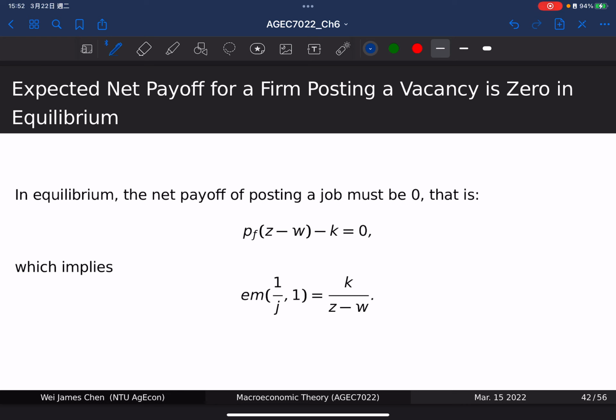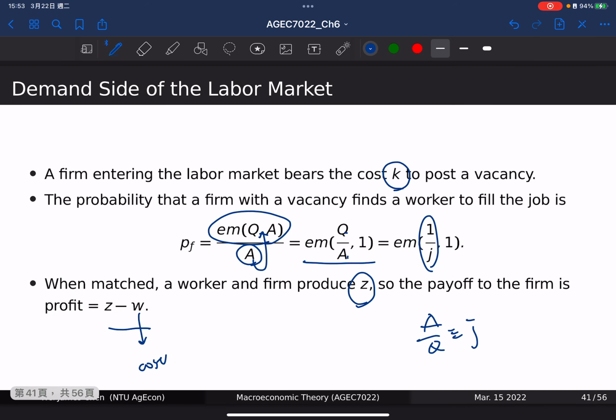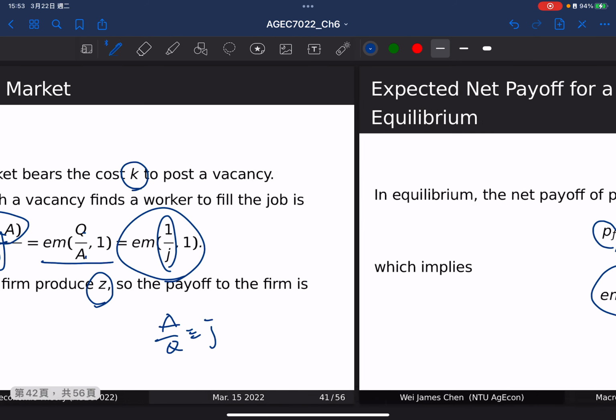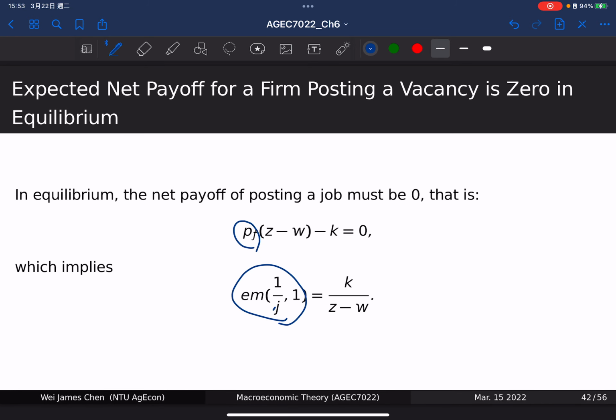Okay, so it must be the case that with probability PF that this job will be filled, you will earn Z minus W, and then minus the posting cost K, the net payoff will be 0. And if you get this, then this will imply that EM of J of 1 over J and 1 equals, basically this is PF, right? PF is this. PF will become K divided by Z minus W.